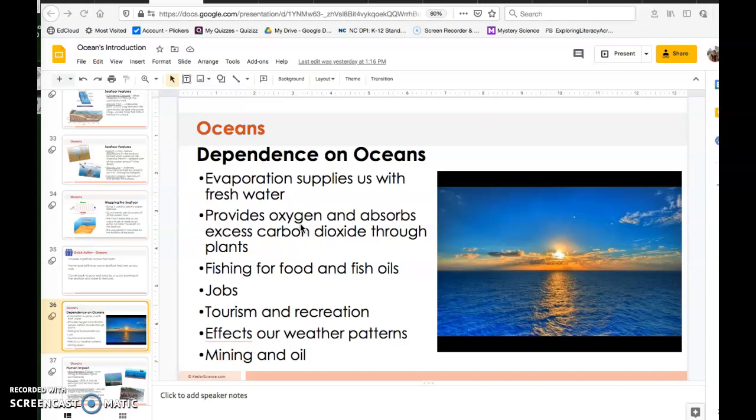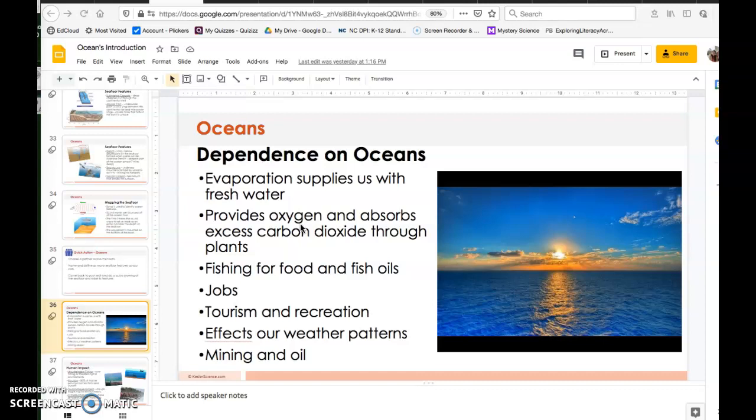Not only that, but the ocean provides some oxygen with the photosynthetic organisms that are doing photosynthesis and letting oxygen out. And it also helps serve as a carbon sink, as the photosynthetic organisms in the ocean are taking in carbon dioxide, so they're storing that, helping reduce the carbon dioxide that we have in the atmosphere.